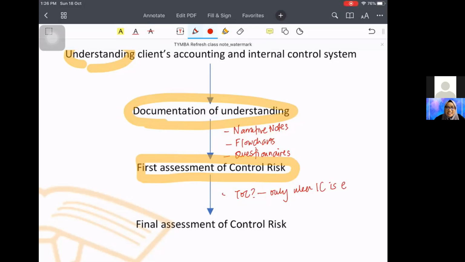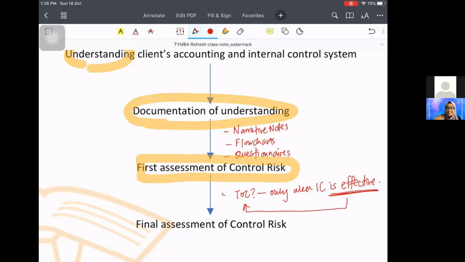So the closest answer would be from Nadia: to ensure the effectiveness of internal control, when IC is effective. Okay, when the internal control is effective, only then you will perform test of control. Only then you will decide whether you want to rely on the internal control or not. Meaning that when your first assessment of control risk is ineffective, you would not perform test of control. Okay.